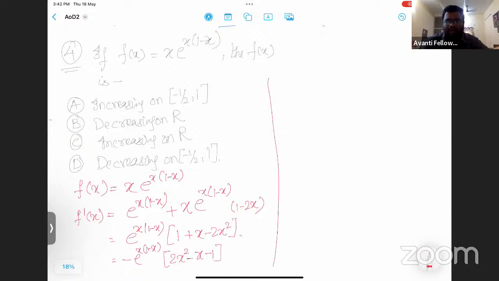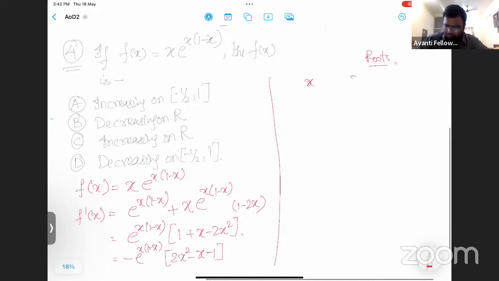Right, next step we will try to solve for the roots of this equation. Roots will be x is equal to (-b ± √(1 + 8)) divided by 4. So x is equal to (1 ± 3) by 4.